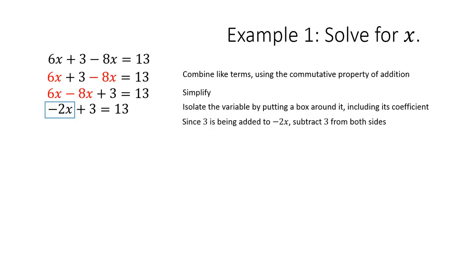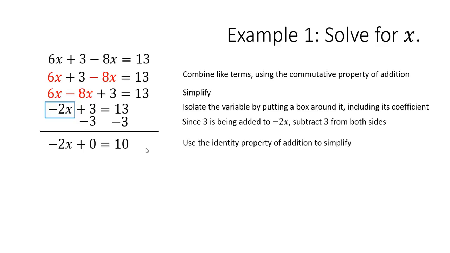And remember, what you do to one side, you have to do to both sides. So I'm going to subtract 3. Now I'm going to bring back down my negative 2x, and then 3 minus 3 is 0, and then 13 minus 3, that is 10. And then use the identity property of addition, which states that anytime you add 0 to something, it doesn't change it. So negative 2x plus 0 is negative 2x, and that's going to equal 10.